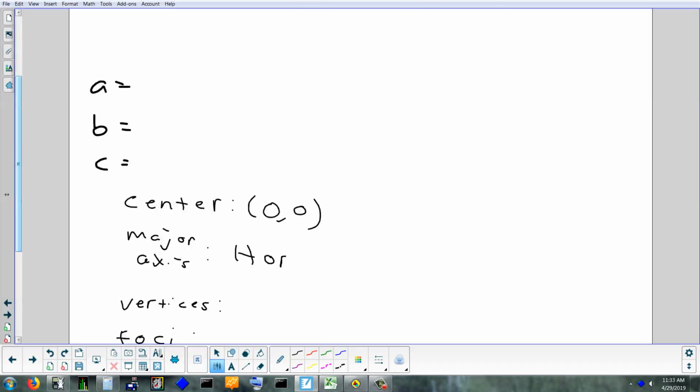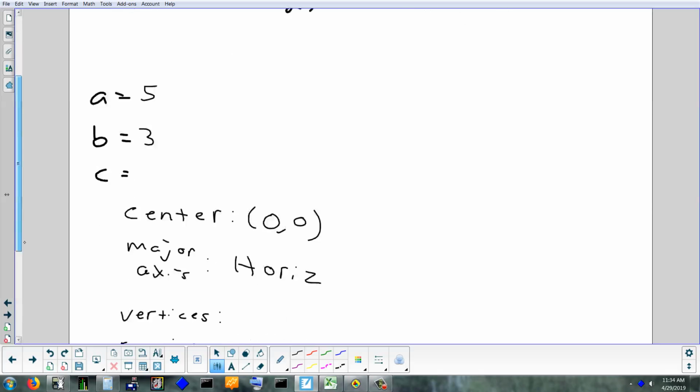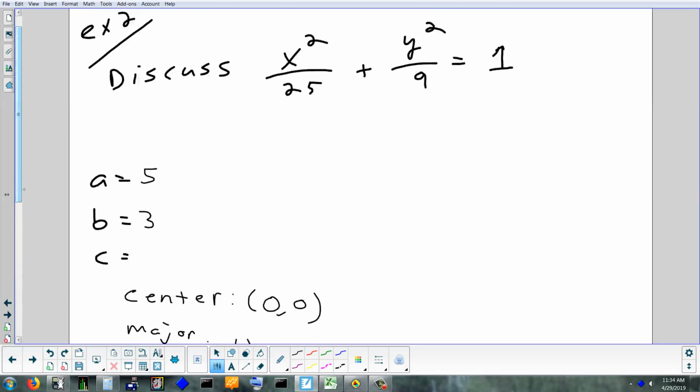Now, that's pretty much all you can do without finding a, b, and c. You can do those 2 things. But now we really need a, b, and c. So, let's start with a. What's a here? Careful. Yep, 5. Any question on why it's 5? How about b? 3. Now, if they didn't ask for the foci, I wouldn't care about c. But they want to know where the foci are, so I have to find c.